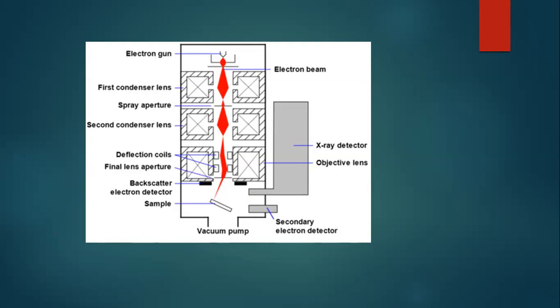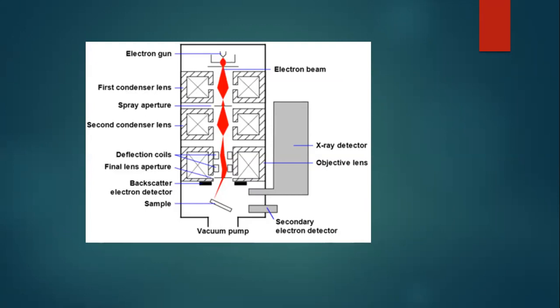Okay, this was the main component of the scanning microscope. So how does the scanning microscope work? You can see that the electrons are produced at the top of this column here.